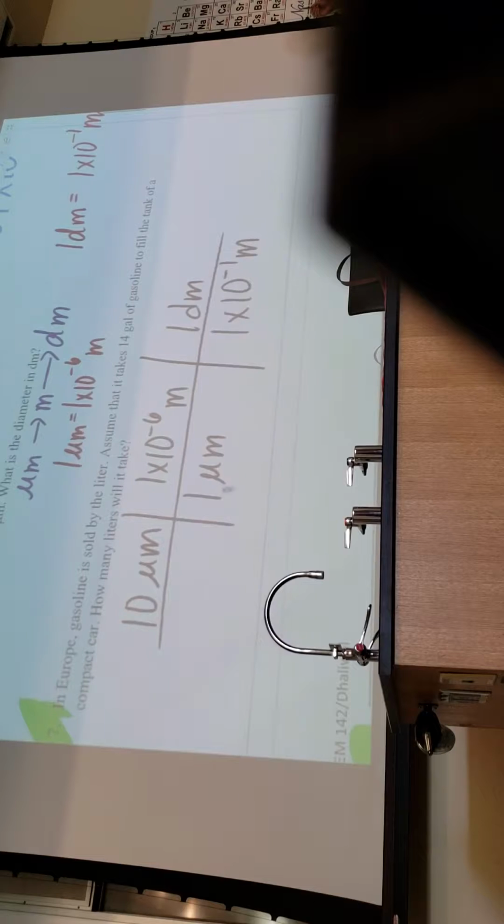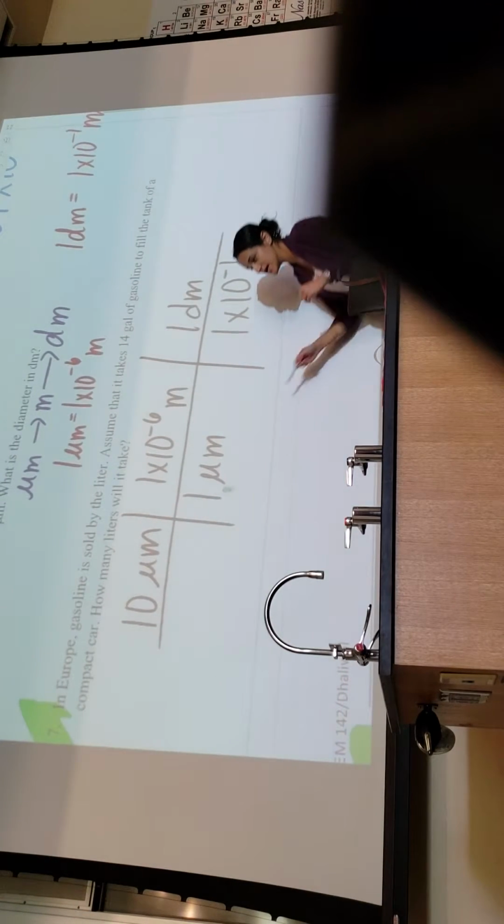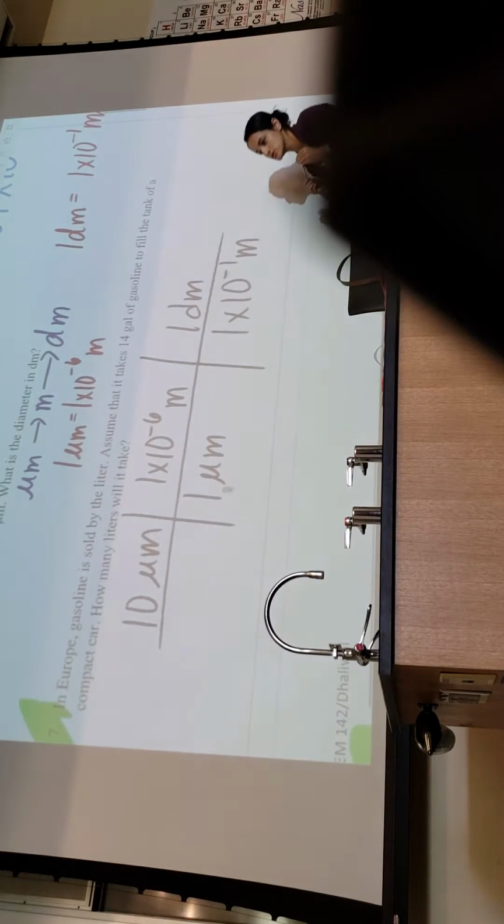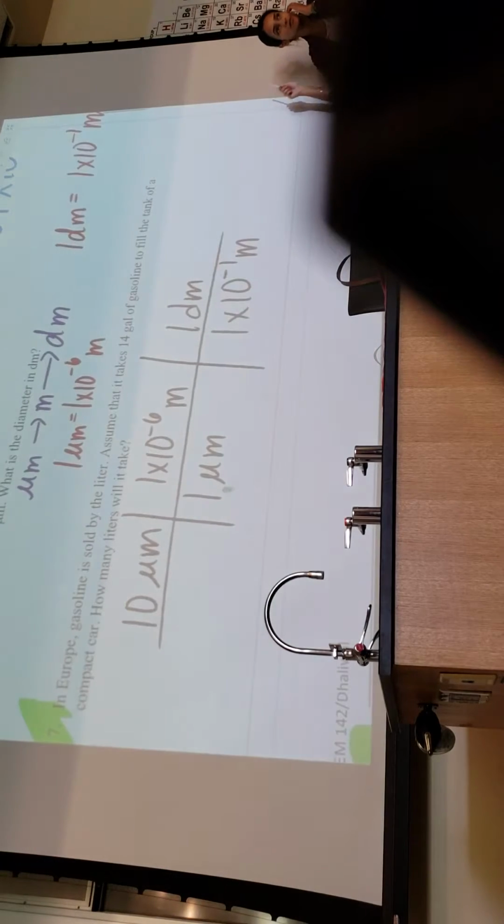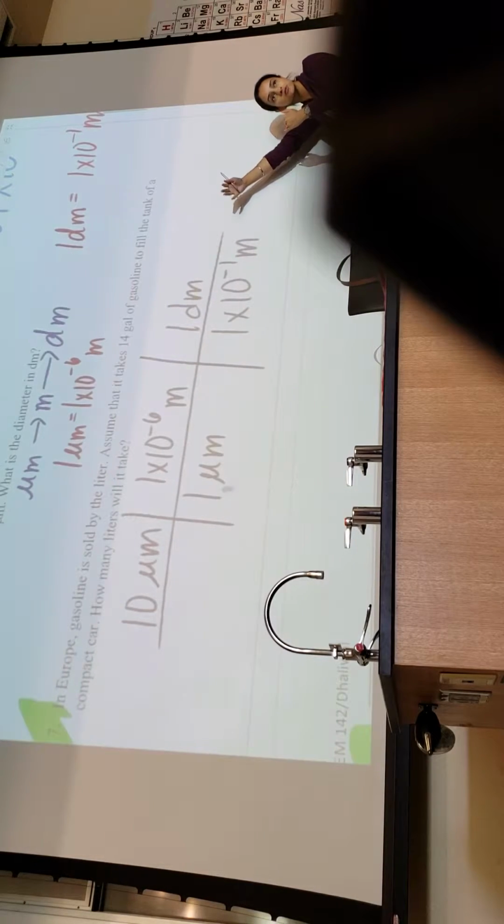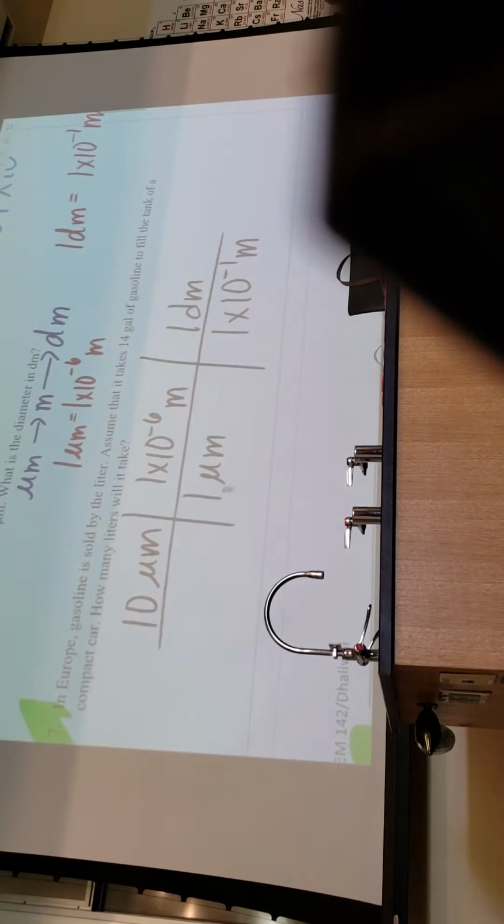Now, which one is larger, micro or deci? Deci. Deci is larger, right? So if I have 10 here, would you expect the number to be larger or smaller when I'm talking about deci? Much smaller. Much smaller, right? Much smaller, because I'm talking about decimeters, which has a larger multiplier. It's -1 versus -6.